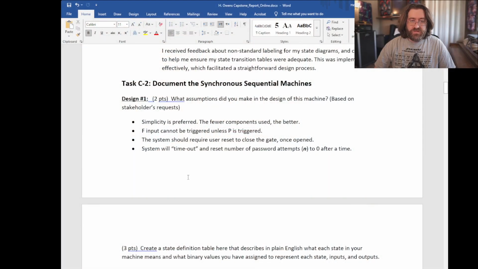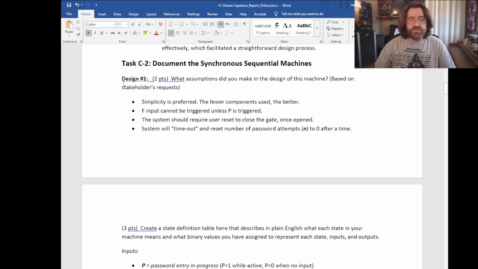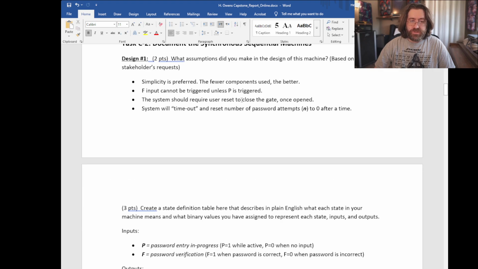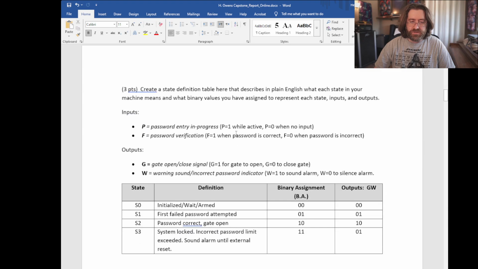First, we have the machines that I had to design to build. This is a controller for a gate with 2 inputs, 2 outputs. The first design, based on customer preference, was simplicity focused. Make sure that the gate can't be opened unless both inputs are a 1, no matter what the other configurations may be. Manually require the user to close the gate and have a timeout after a certain time.